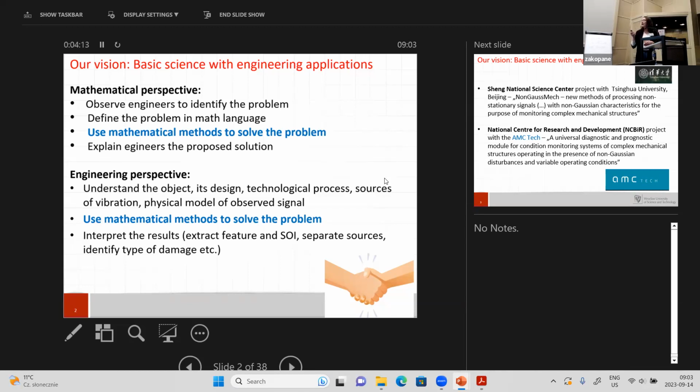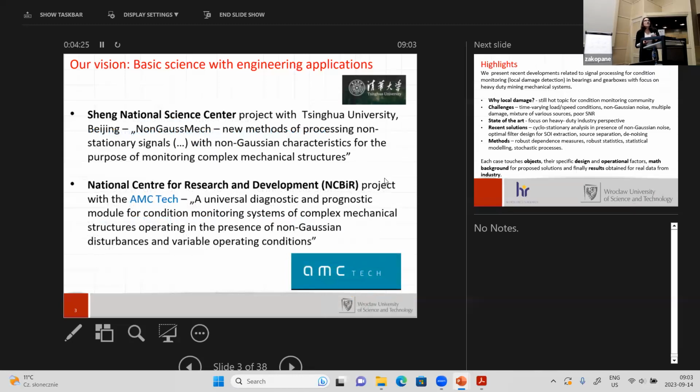And as you see, there is one common point. The common point is using mathematical methods to solve the problem. And actually, this is the point where we can cooperate with the engineers. We have been cooperating with the engineers here from mining engineering for many years. However, recently we are working on two very important projects that are implemented at our faculty.